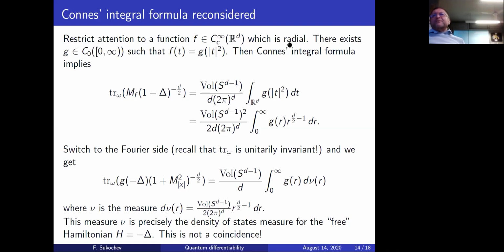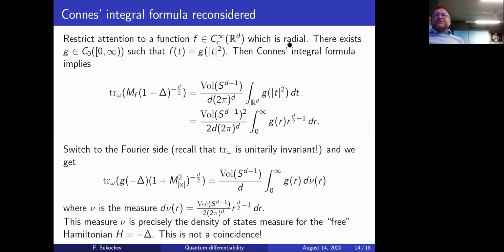Now I will switch to the Fourier side. Why could I do that? The Fourier transform is a unitary transform. Trace omega is a trace, so a trace is a unitary invariant functional. And so I apply this Fourier transform to the left-hand side of my first display. And what will I get? Well, instead of m of f, it will now be g of minus delta. It should be nabla, but remember, my g is a function which depends on t squared, so it's g of minus delta. And of course, my Laplacian after taking the Fourier transform becomes simply the square of the multiplication operator, 1 plus m x squared.